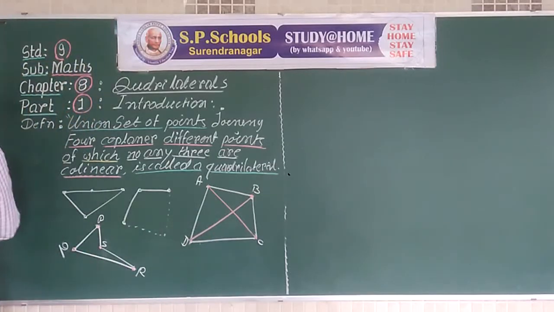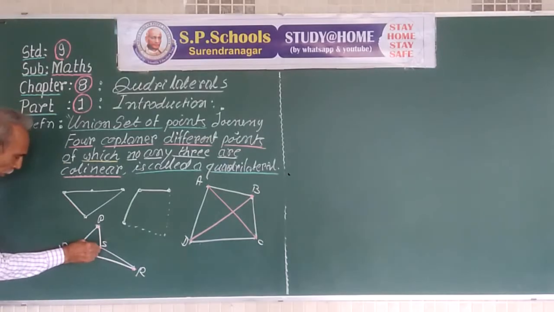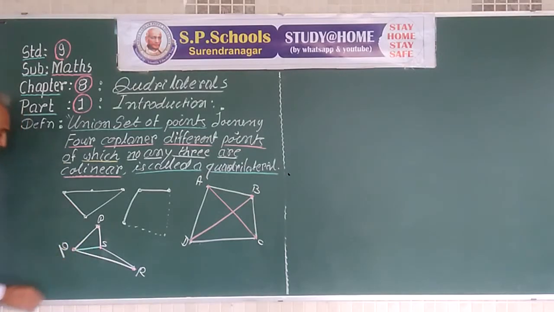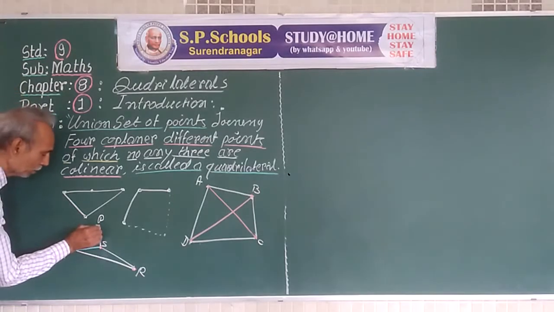What is the case here? Here we have opposite points, diagonal PR, with endpoint P and endpoint R, and all the points, yes, they are in the interior of the quadrilateral. But what about the other diagonal?